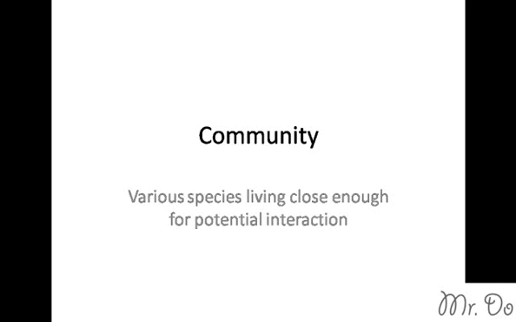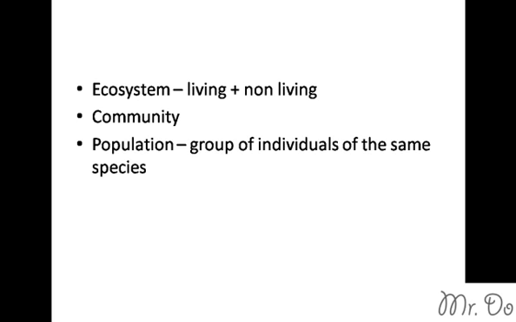The community: various species living close enough for potential interaction. In the levels of organization, above the community is the ecosystem, which includes living and non-living things. So in the ecosystem, there's abiotic and biotic things. And then below the community is the population, which is a group of individuals of the same species. And that leads us to community, which is a group of species.